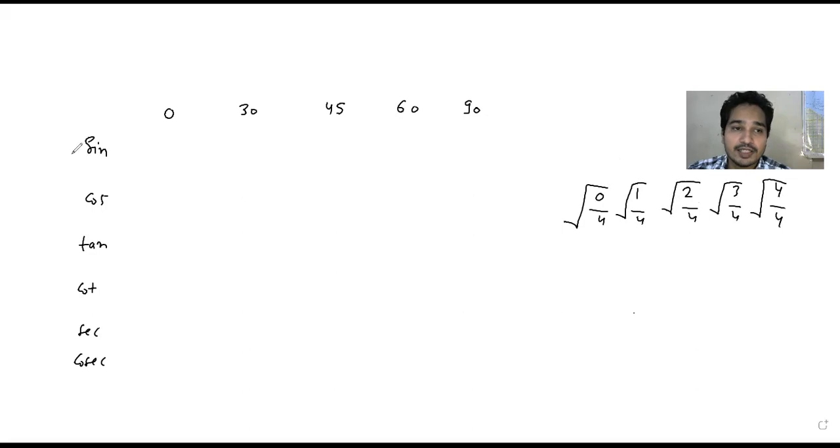First you have to find the value of sine 0. So what you will do? First you have to divide 0 by 4. So you will get 0, and when you will take square root of 0, you will get 0. So sine 0 is 0. And if you want to find the value of sine 30, you will take square root of 1. 1 square root is 1 and 4 square root is 2. So the value of sine 30 is 1 by 2.